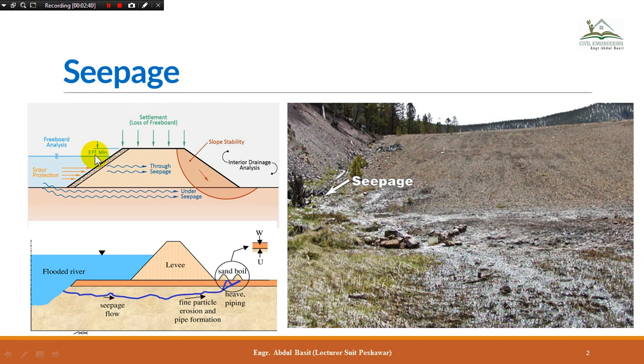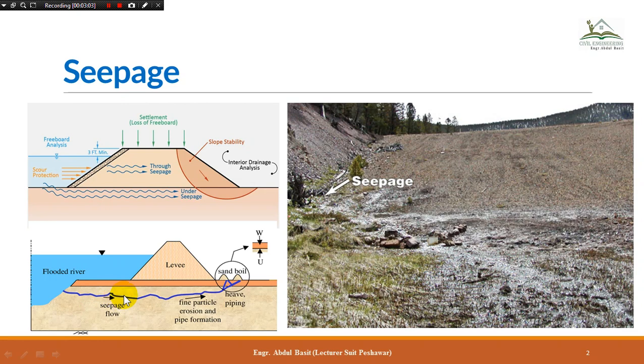But sometimes when the lining is not proper and compaction is not provided, the water will find its way to pass through the main body of the dam. That type of seepage is called seepage through, or through seepage. Then what will happen if the seepage is in this phenomenon? So you can see that this is seepage flow.